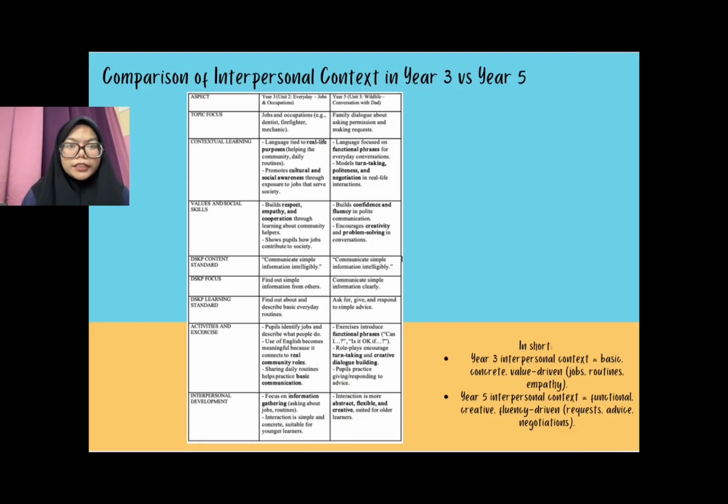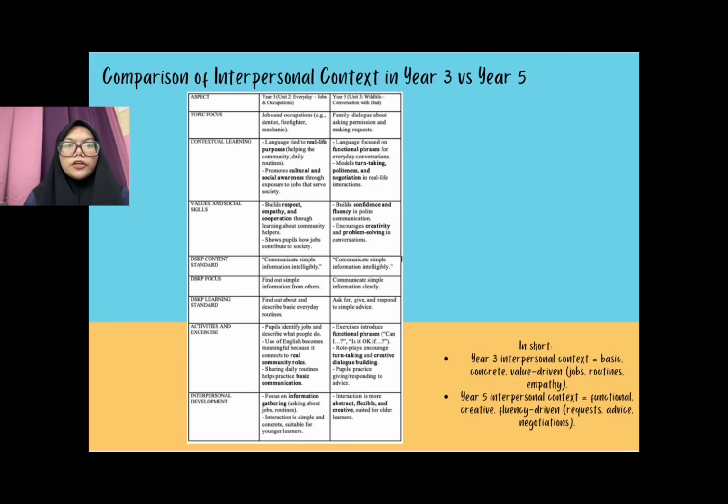Moving on, I'm going to talk about the activities and exercises. For Year 3, pupils need to identify jobs and describe what people do. The use of English becomes meaningful because it connects to real community roles, and sharing daily routines helps practice basic communication. For the Year 5 textbook, the exercises introduce functional phrases like "Can I" and "Is it okay", and the role plays encourage turn-taking and creative dialogue building. They also help pupils practice giving or responding to advice.